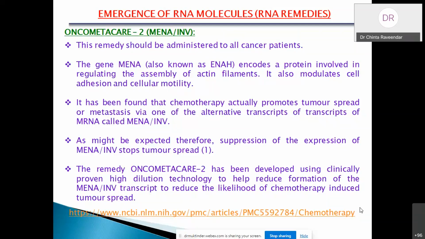So the remedy is this Onco-Metacare. We have named it for metastasis prevention, Metacare, and it has been developed using clinically proven high dilution. Again, see, it has come from the patent. It reduces the formation of MENA transcript to reduce the likelihood of chemotherapy-induced tumor spread. See, all the details are available in the link given below. One can read very deeply into the subject for designing the experiment.